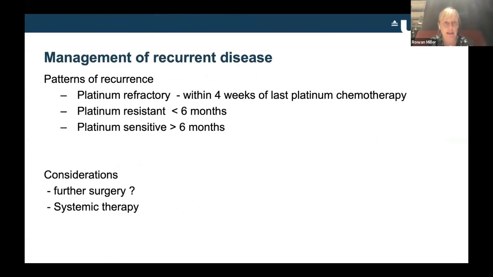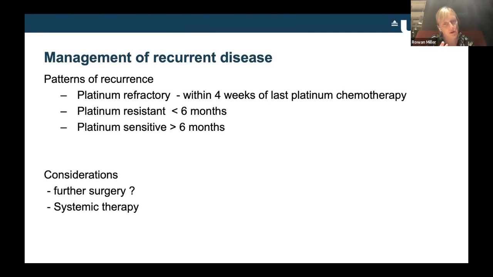So very briefly, with the last few minutes, I'm just going to touch on the management of recurrent disease. Despite these great advances, even in the patients with BRCA mutation, half of them do recur. And how do we manage that? It really depends on the interval from their last chemotherapy. Historically, we defined patients from their last dose of platinum chemotherapy, and they were considered platinum refractory if it was within 4 weeks of their last chemo, platinum resistant if it was less than 6 months, and platinum sensitive if it was more than 6 months.